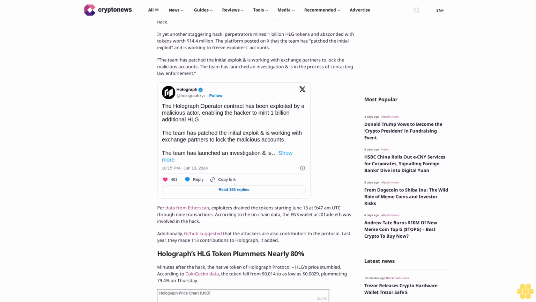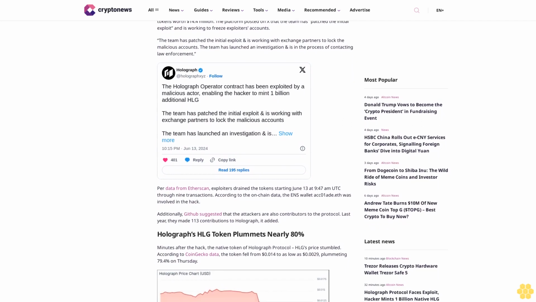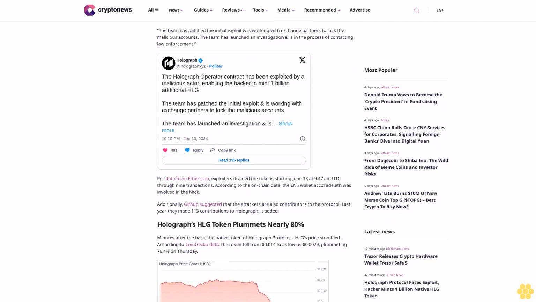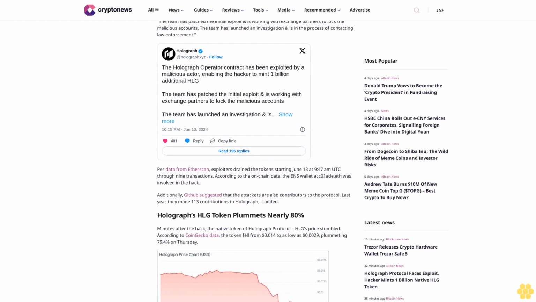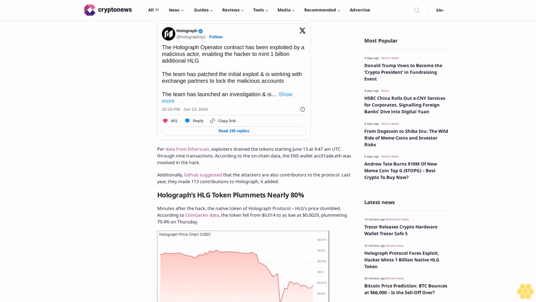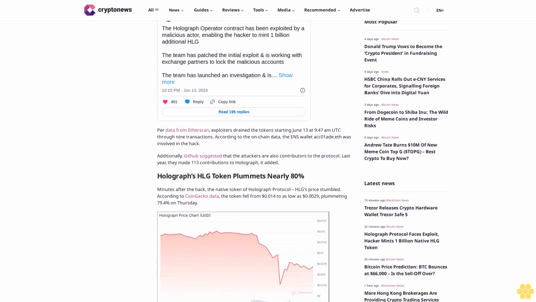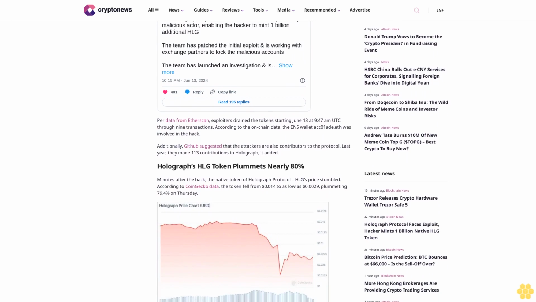Per data from Etherscan, exploiters drained the token starting June 13 at 9:47 UTC through 9 transactions. According to the on-chain data, the ENS wallet Etherscan ETH was involved in the hack. Additionally, GitHub suggested that the attackers are also contributors to the protocol. Last year, they made 113 contributions to Holograph, it added.